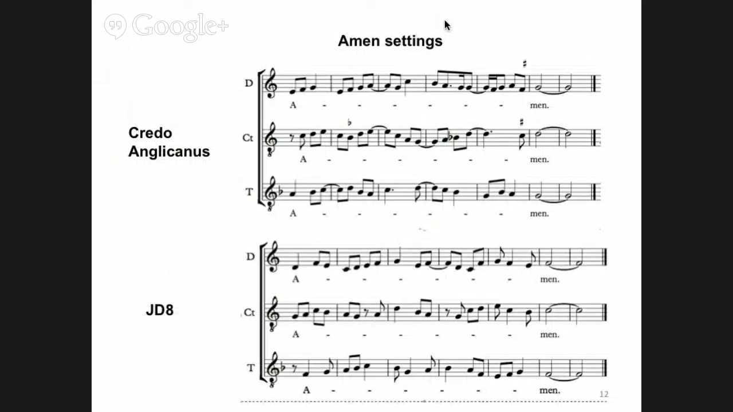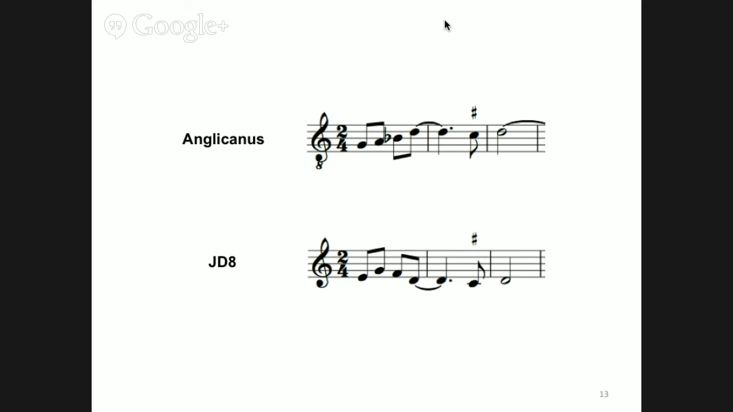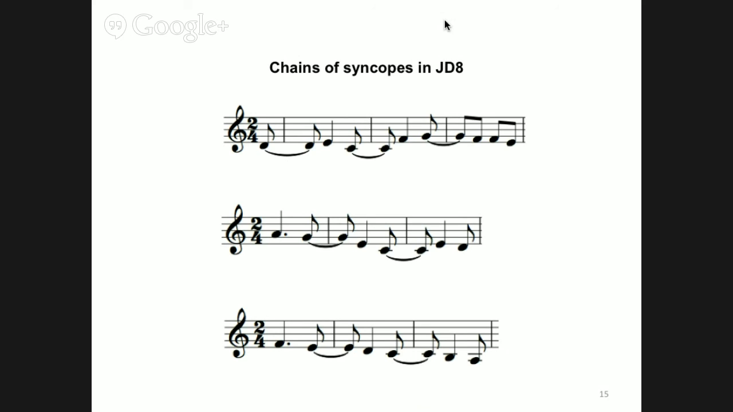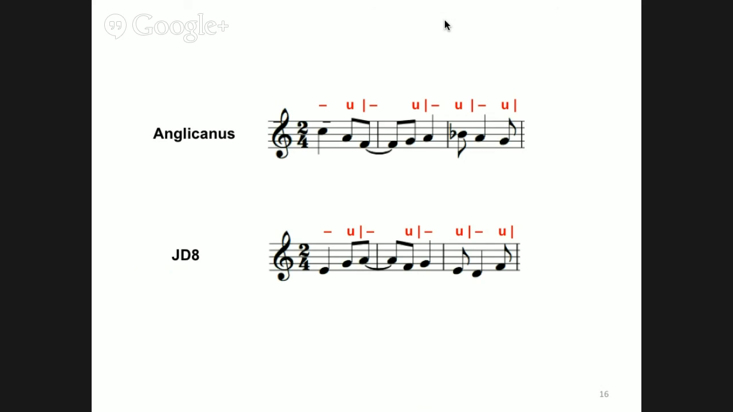Finally, the settings of the Amen, which, as I've already pointed out, are the same length, are strikingly similar in terms of their compactness, rhythmic energy, and finely wrought counterpoint. Both works are marked by a strong rhythmic style, more regularly punctuated by rests than the later music, and characterized by extensive use of syncopation. This device occurs in isolation and in chains. So there are some examples from the Credo Anglicanus and from JD8. And in both settings, it involves the embedding of triple time patterns within duple meter. So pom, pa pom, pa pom, pa pom. In the central section of the Credo Anglicanus, the syncopation is reminiscent of Dunstable's Canonic Gloria, a work it's all too easy to forget about.